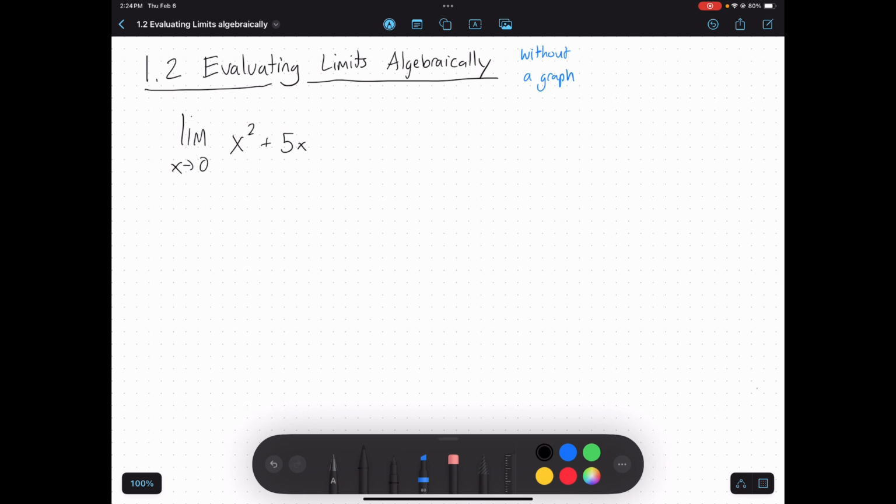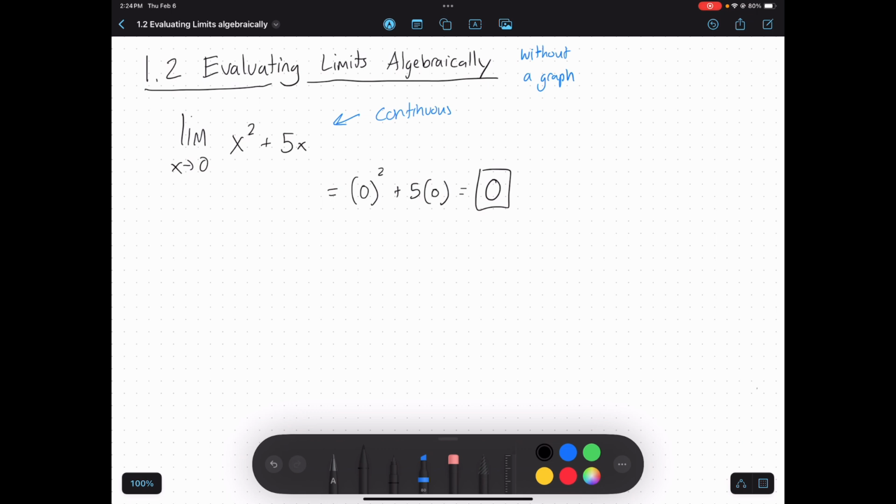Well, x squared plus 5x is a continuous function. It's a polynomial, and polynomials are continuous everywhere. We noticed in our last video, in section 1.1, that if my function is continuous, all I need to do is just plug in the x value. And so this limit just ends up equaling the value that I get when I actually just plug in 0, which in our case is just 0.